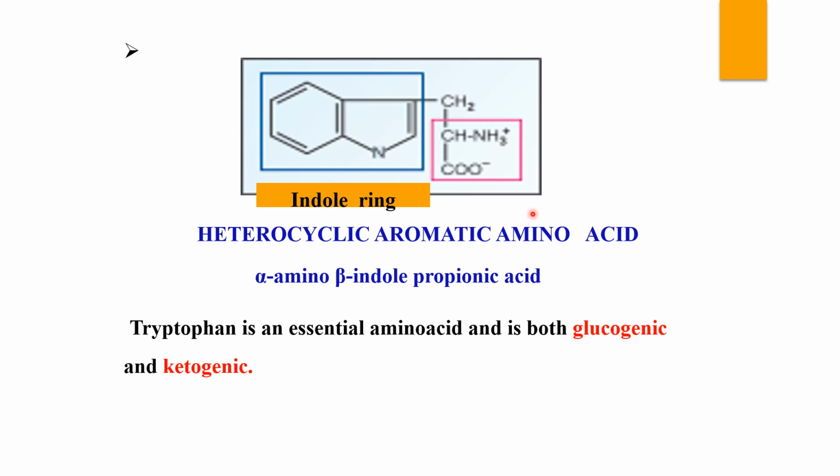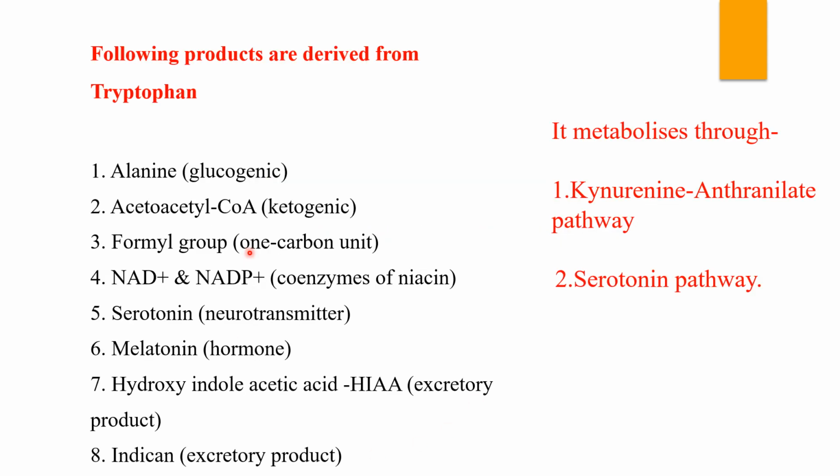So this is the structure of tryptophan. This is the general skeleton of all amino acids. This is CH3COOH, and the side chain R group is this indole ring, and its chemical name is alpha amino beta indole propionic acid. It is an essential amino acid and is both glucogenic and ketogenic.